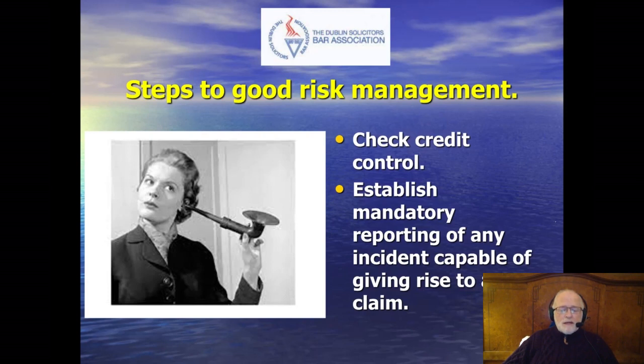You also need to establish a mandatory system of reporting any incident which is capable of giving rise to a claim. If there's what's called a circumstance capable of giving rise to a claim, you're supposed to notify that to your insurer. If you want to claim indemnity, that is, and have an effective insurance policy in place to meet any claim that might arise if it goes beyond a mere complaint.